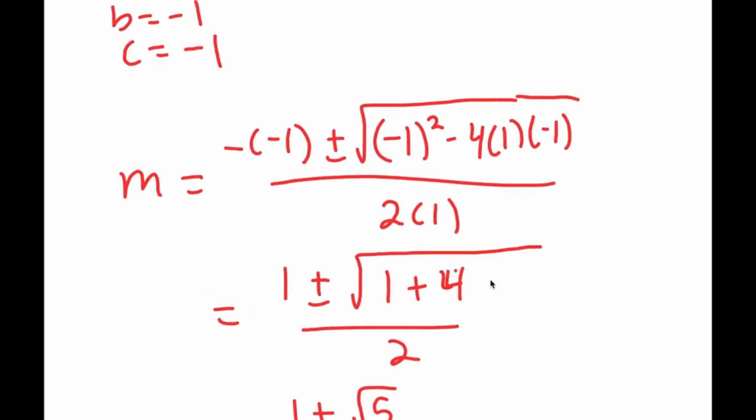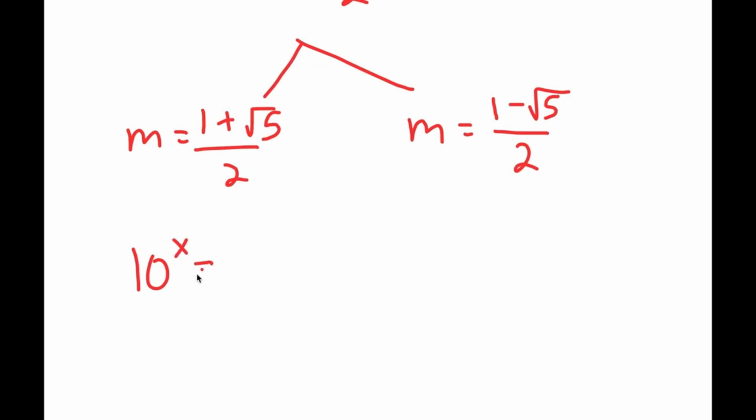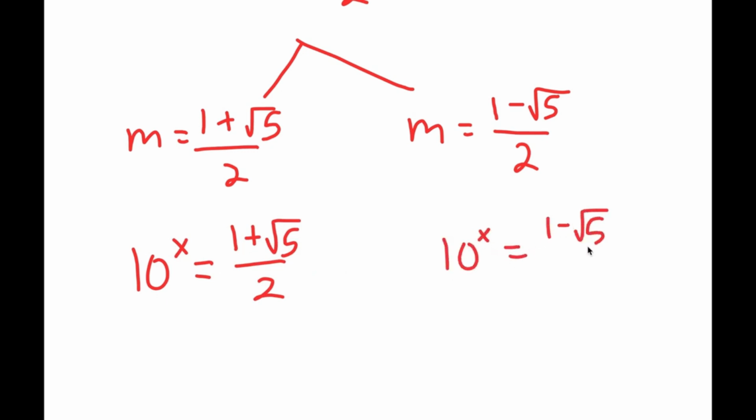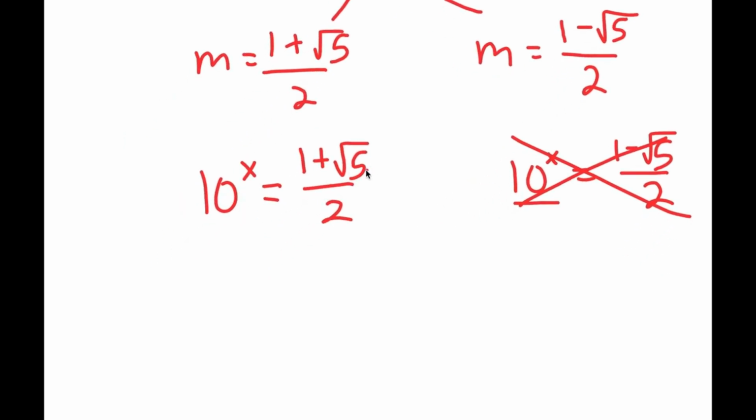Now, remember how we let m equal 10 to the power of x? So 10 to the power of x is equal to (1 plus the square root of 5) over 2, and 10 to the power of x is also equal to (1 minus the square root of 5) over 2. So for my second equation, 10 to the power of x is equal to (1 minus the square root of 5) over 2. Well, (1 minus the square root of 5) over 2 is a negative number. And you can't take the power of a positive number and make it equal negative, meaning there's no solution to this equation. So we are only left with 10 to the power of x is equal to (1 plus the square root of 5) over 2.